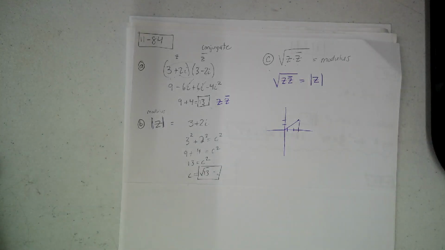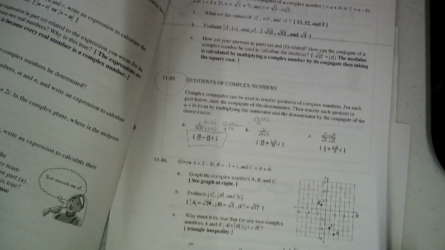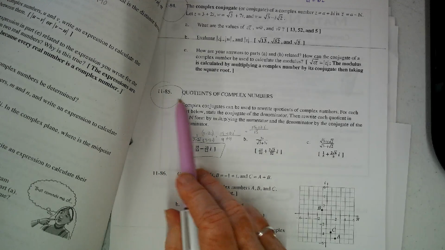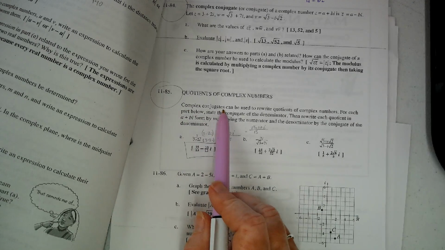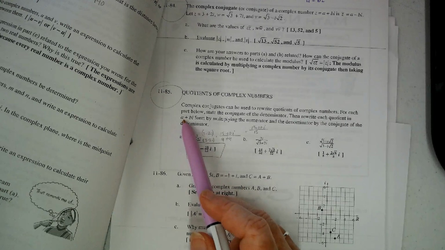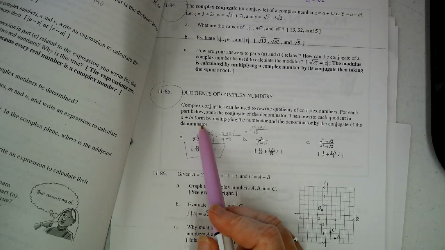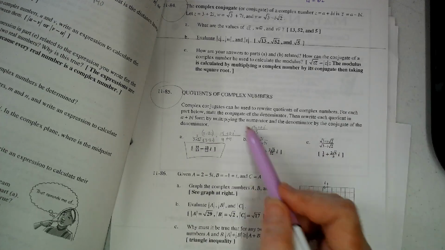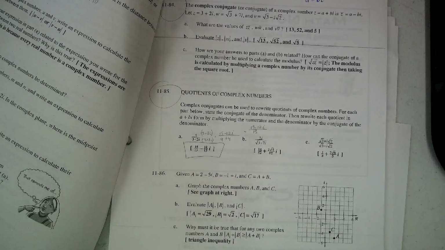Okay, we've got one more problem. This is the last problem for this section. 11-85, quotients of complex numbers. Complex conjugates can be used to rewrite quotients of complex numbers. For each part below, state the conjugate of the denominator. Then write each quotient in a plus bi form by multiplying the numerator and the denominator by the conjugate of the denominator. I did it really tiny, so maybe we can zoom in and you'll be able to see it.